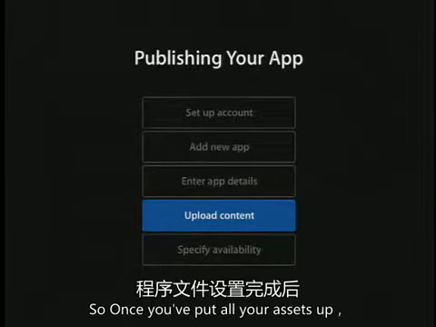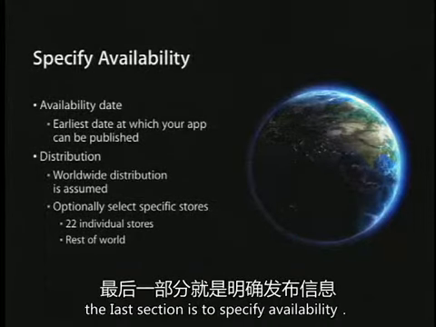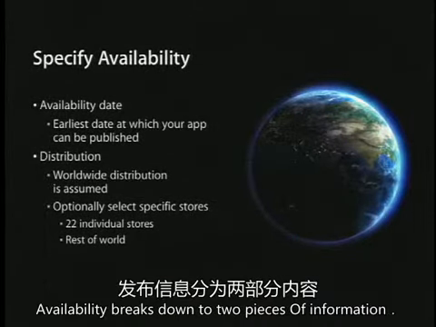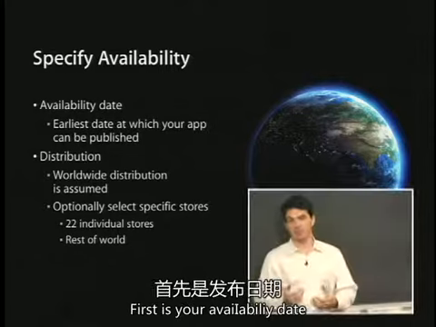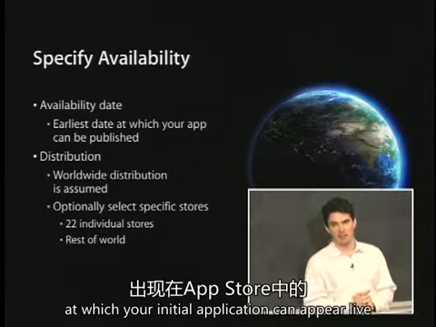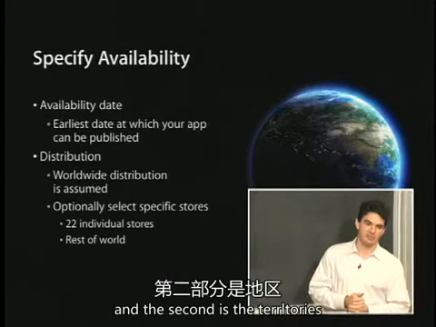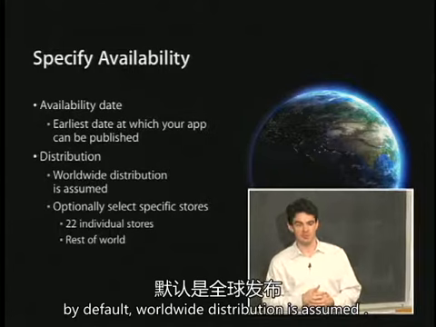So once you've put all your assets up, the last section is to specify availability. Availability breaks down to 2 pieces of information. First is your availability date. This is the earliest date at which your initial application can appear live within the App Store. And the second is the territories. By default, worldwide distribution is assumed.